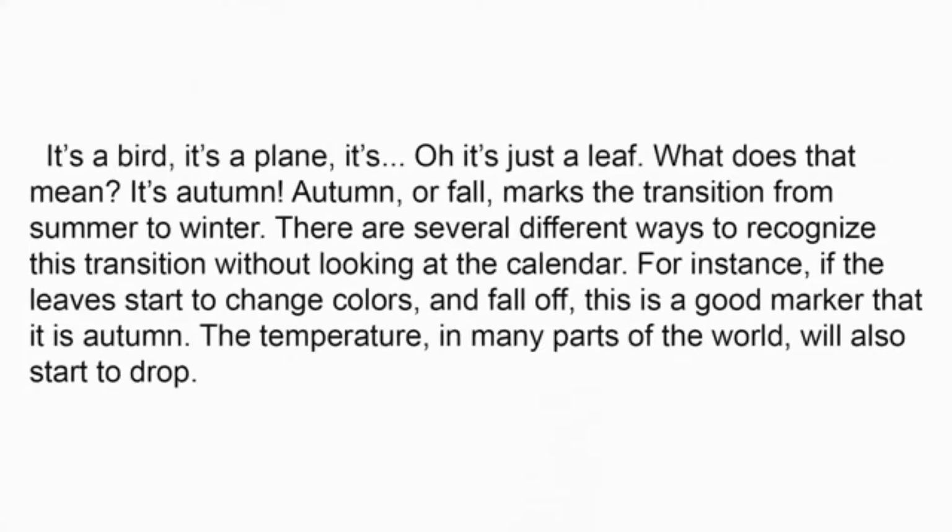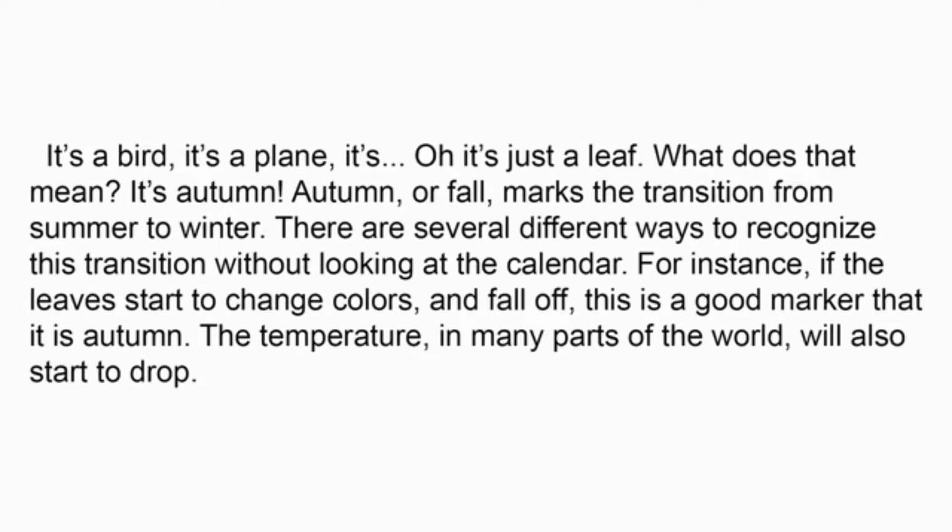It's a bird, it's a plane, it's just a leaf. What does that mean? It's autumn. Autumn or fall marks the transition from summer to winter. There are several different ways to recognize this transition without looking at the calendar. For instance, if the leaves start to change colors and fall off, this is a good marker that it is autumn. The temperature in many parts of the world will also start to drop.